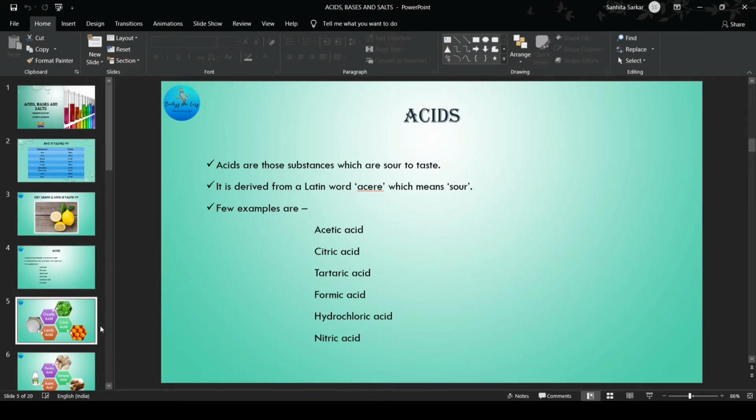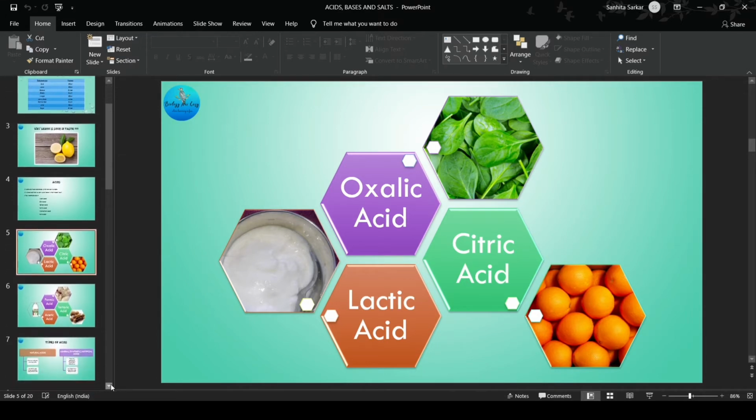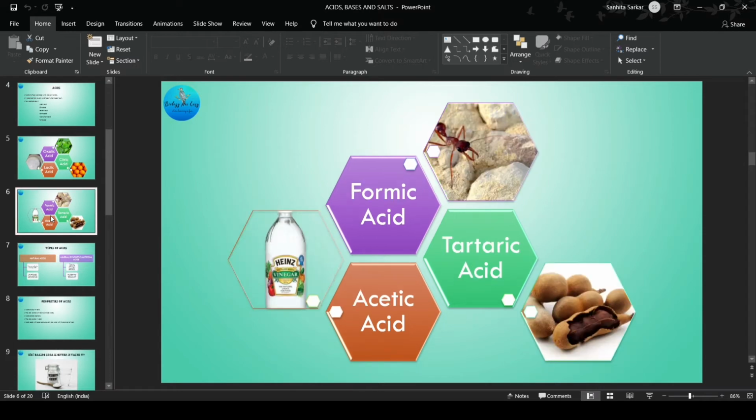In this slide you can see a few examples of natural acids. For example, oxalic acid is present in spinach. Citric acid is present in oranges. Lactic acid is present in curd. Formic acid is present in ants' sting. Tartaric acid is present in tamarind. Acetic acid is present in vinegar.